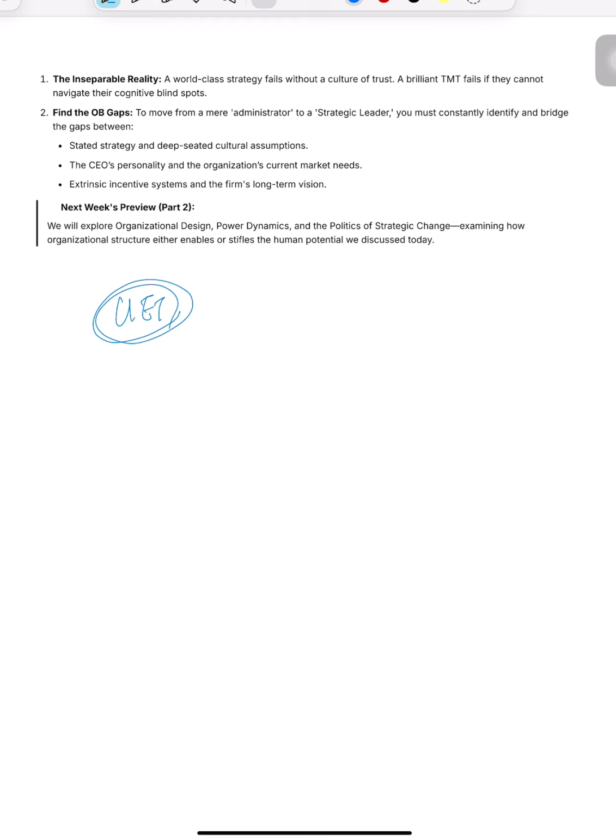Please ensure you review the core academic reading for this week, particularly Barney's resource-based view, and Hambrick, and Schein. These texts are the intellectual foundation of everything we have discussed today. In our next session, we will continue this theme by looking at part two, if we have enough time.